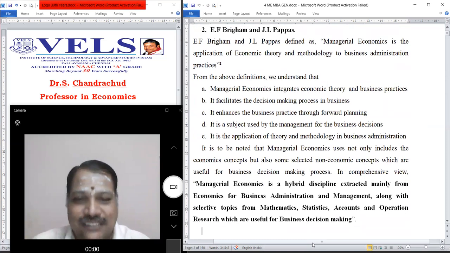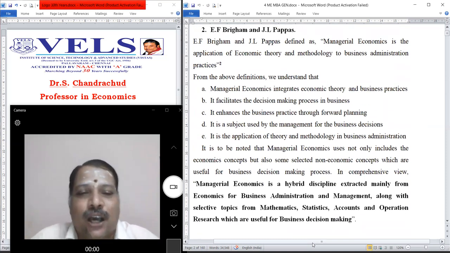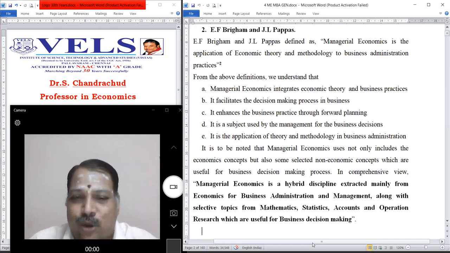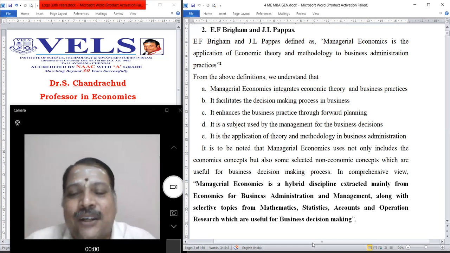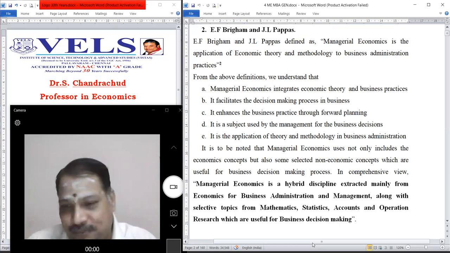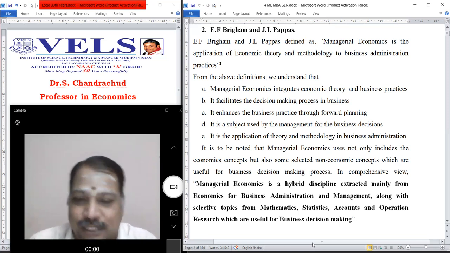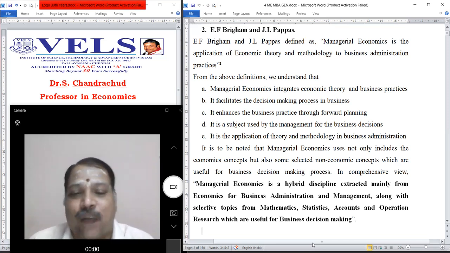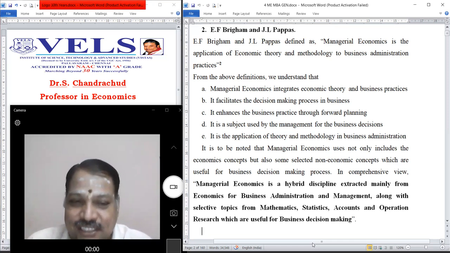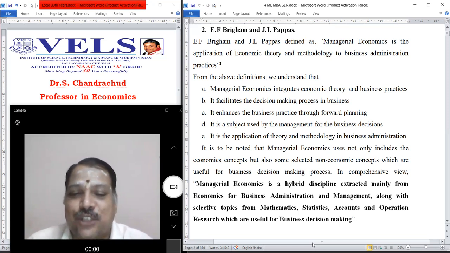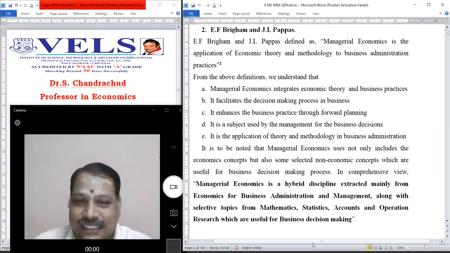It is to be noted that managerial economics uses not only economic concepts but also some selected non-economic concepts which are useful in business decision making. So we can summarize the comprehensive view of managerial economics: managerial economics is a hybrid discipline extracted mainly from economics for business administration and management, along with topics from mathematics, statistics, accounts, and operations research, which are useful in business decision making. So this is the real meaning of managerial economics.